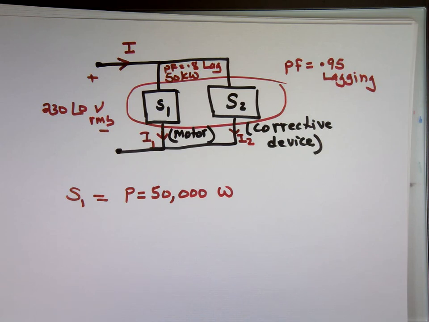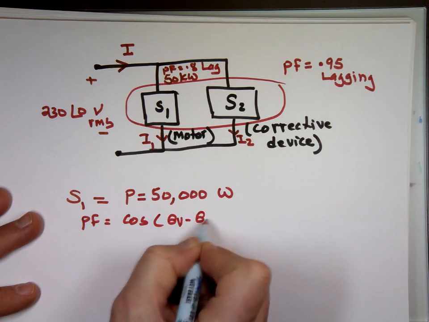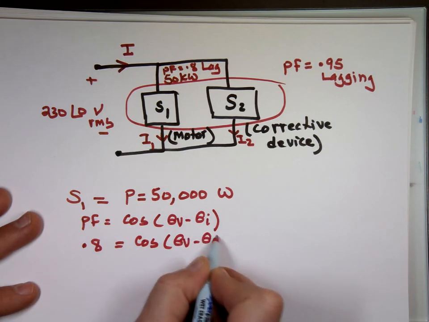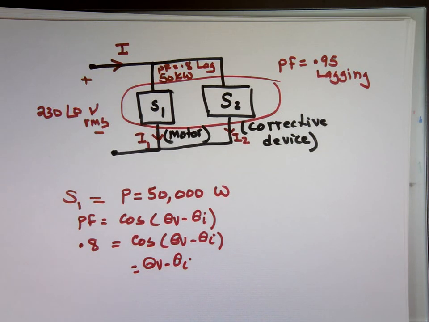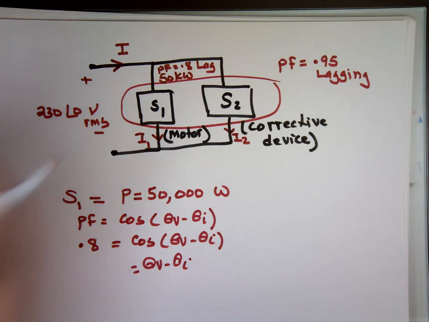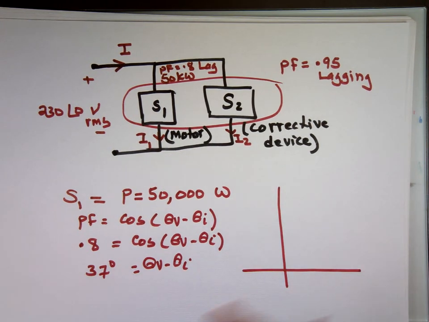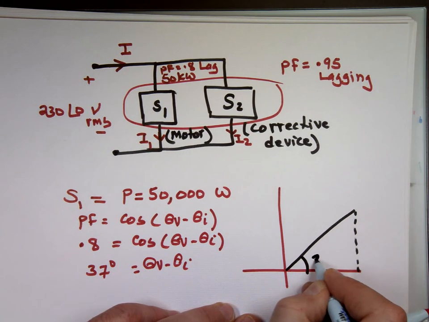I also know from the power factor, which is cosine of theta V minus theta I, that's 0.8. Can we find theta V minus theta I? Isn't that the inverse cosine? Inverse cosine of 0.8, roughly 37 degrees. So this is what I know. S1, I can tell you what S1 is in a minute. I know this angle is positive 37 degrees. It's a lagging power factor, positive.